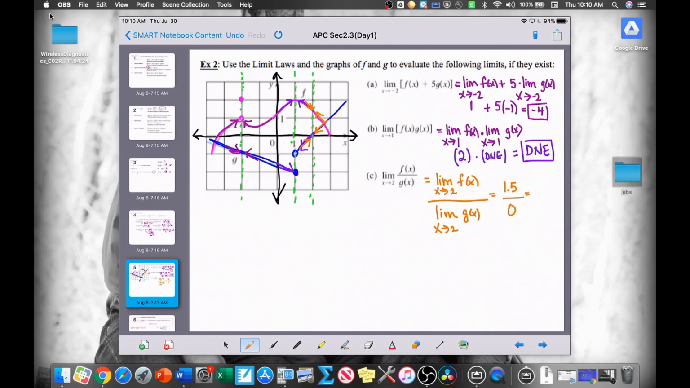So for this one, again, we can say we can't divide by 0. So if this is the case and we're trying to figure out a limit, we would have to say that this limit does not exist because we cannot divide by 0.